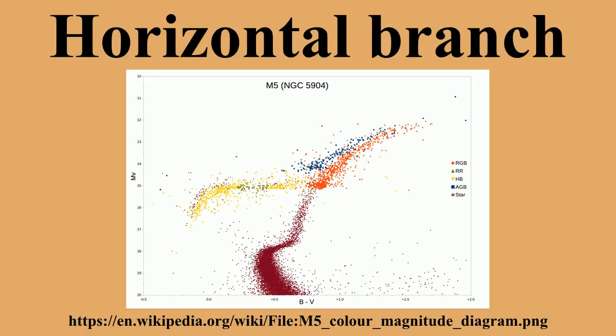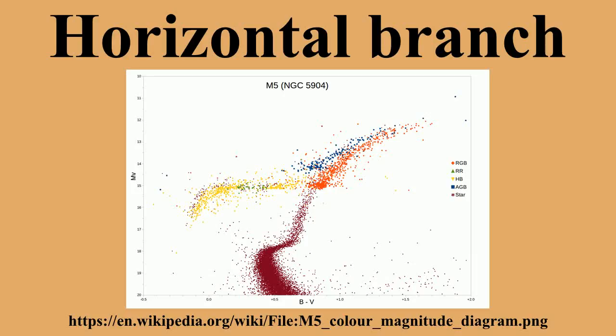Although the horizontal branch is named because it consists largely of stars with approximately the same absolute magnitude across a range of temperatures, lying in a horizontal bar on a color magnitude diagram, the branch is far from horizontal at the blue end.